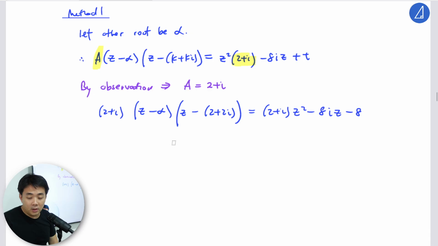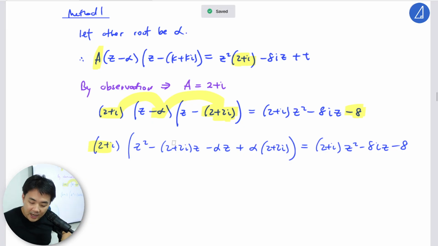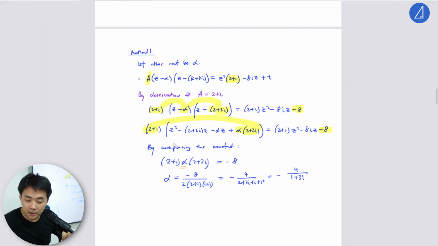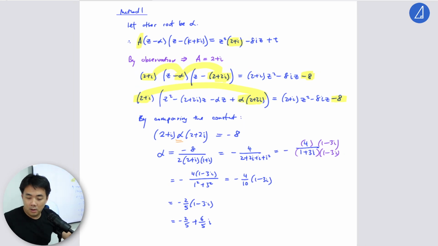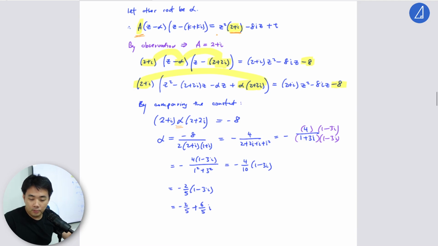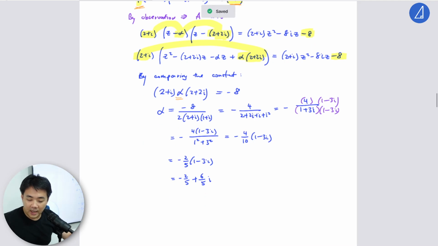The easiest is to compare the constant. If you expand this, this multiplied by this multiplied by this will be minus 8. By comparing the constant, this one multiplied by this one is equal to this one. Make alpha the subject. So this is method 1. You just compare the coefficients of two roots. You let the other root be alpha, then z minus alpha. Must put the a here because the coefficient is 2 + i. So that will be your a. Then this alpha will be this value, so the other root is this.